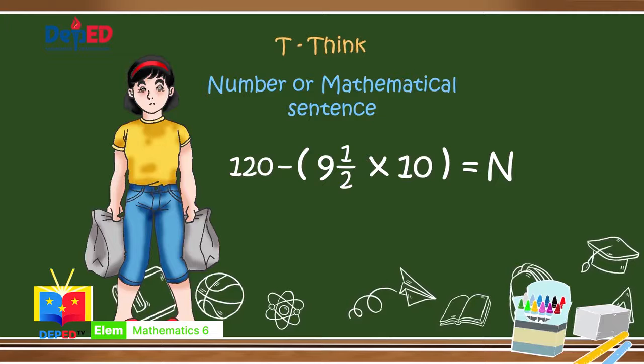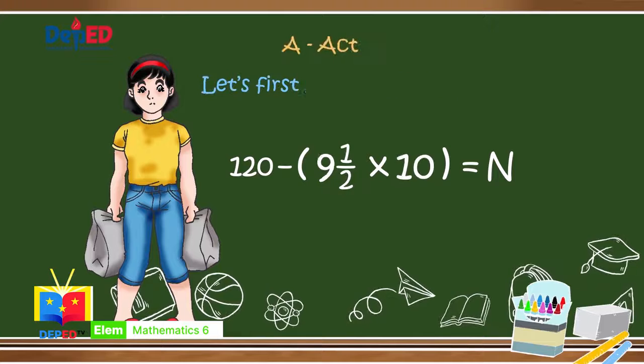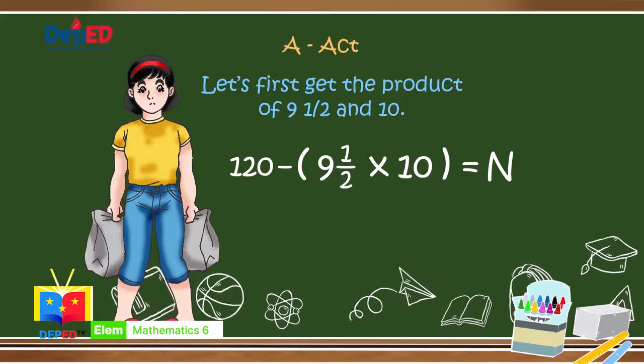Step 3. We already have a plan, so letter A stands for act on the plan. It means let us solve now the problem by showing our solution. 120 minus the group of 9.5 times 10 equals n. By following the order of operations, let's first get the product of 9.5 and 10. Again, let us remember how we multiply a mixed number by a whole number.